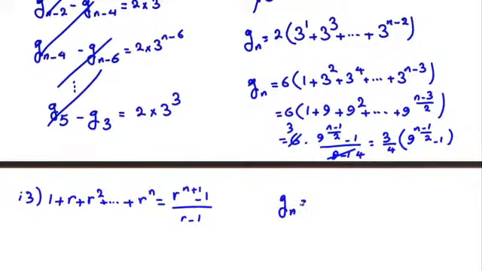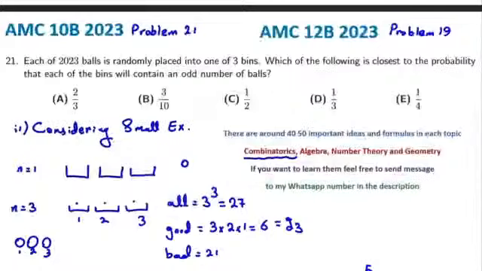So we can say Gn equals 3 over 4. Now we can write 9 is 3 squared. So it will be 3 to the n minus 1 minus 1. Okay, so we have this value for Gn. Now the problem says find probability for 2023.